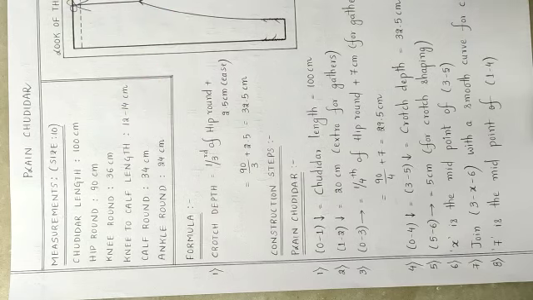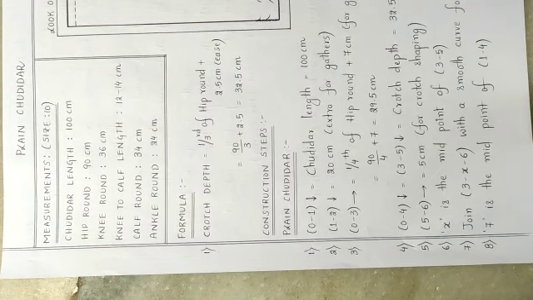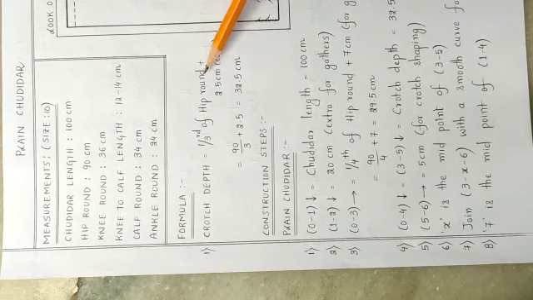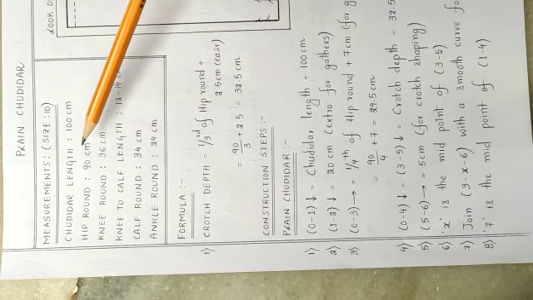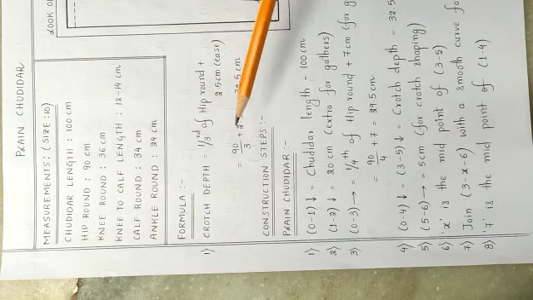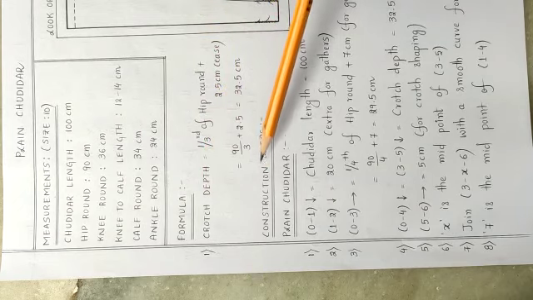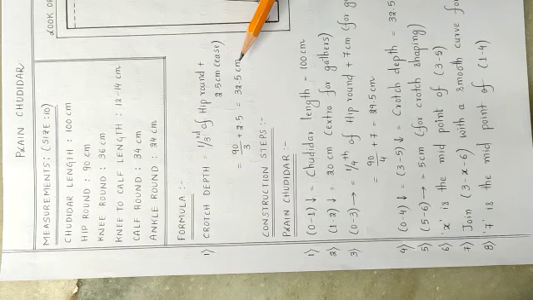Now, before drafting your plain chudidar, we have a standard formula for your crotch depth, that is 1/3 of your hip round measurement plus 2.5 centimeters extra for ease. This is the standard formula for your crotch depth for plain chudidar. Here, you substitute your hip round measurement, that is 90 divided by 3 plus 2.5 centimeters extra for ease, that is 32.5 centimeters. This is the crotch depth for standard size 10.